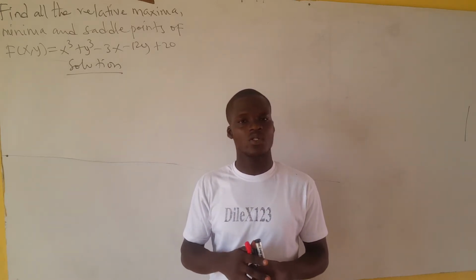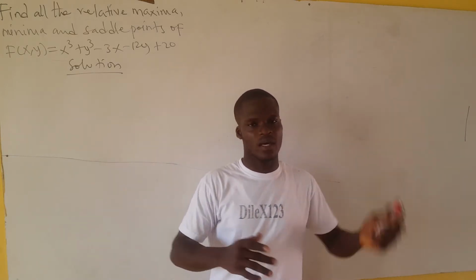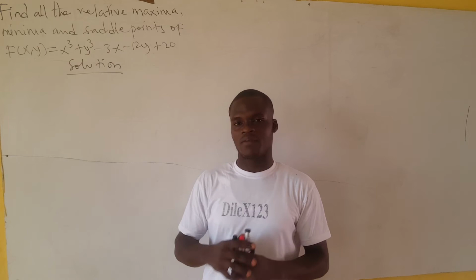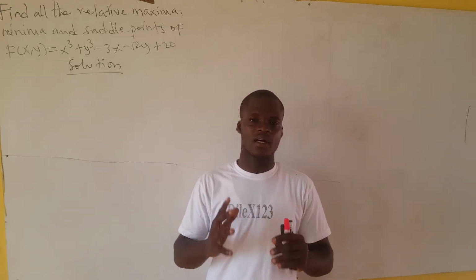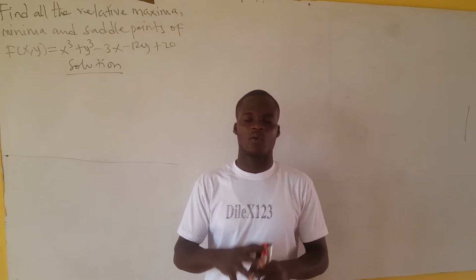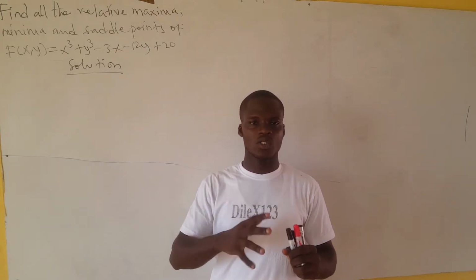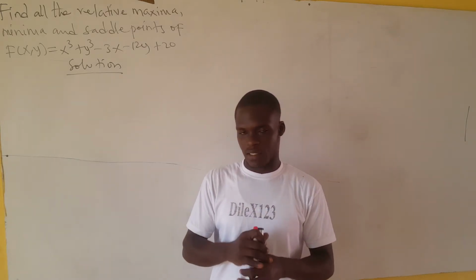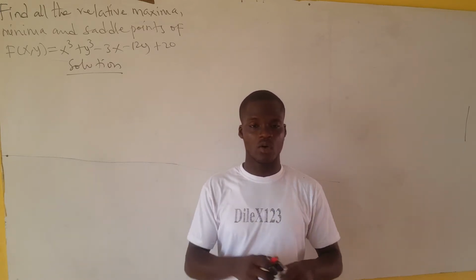The first thing we need to do is find the first order partial derivative of the function with respect to x and then y. After that, we find the second order partial derivatives, and then we represent our answer in the form of a matrix. That's a 2 by 2 matrix. Then we find the determinant of the matrix. After we have found the determinant, we use the answer from there to find the relative maximum and the minimum points. It's very simple. Let's quickly go through that.